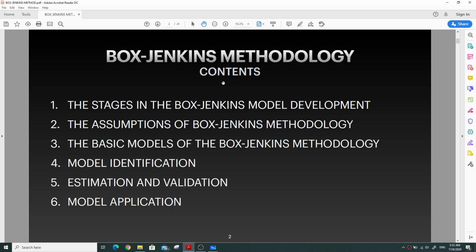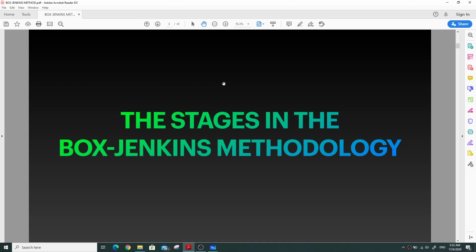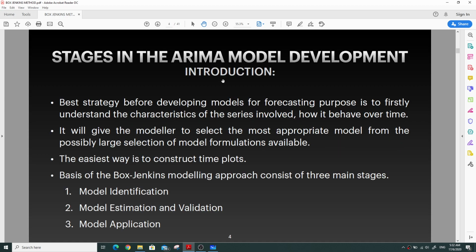So the first part is the stages in the Box Jenkins methodology. For the purpose of building the Box Jenkins method, we will divide it into stages, which are in your textbook. We divide the stages of the Box Jenkins method into 3 main stages: model identification, model estimation and validation, and lastly model application.